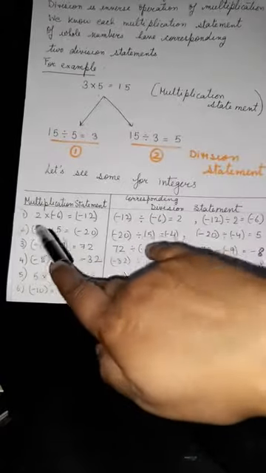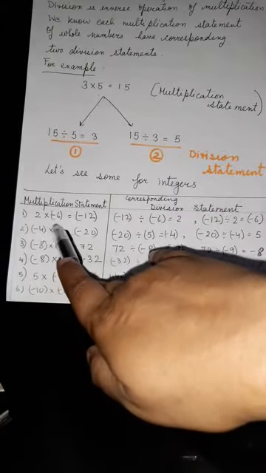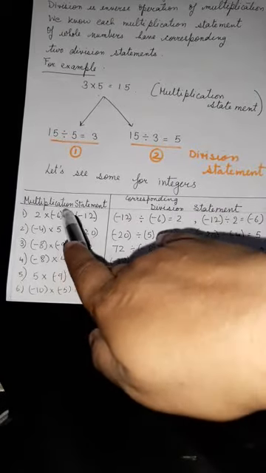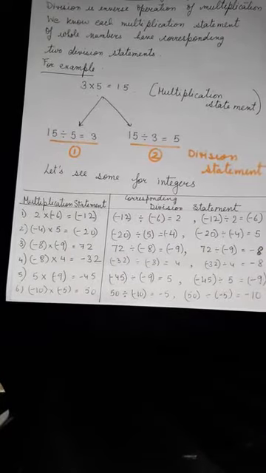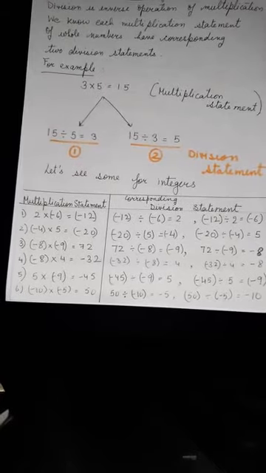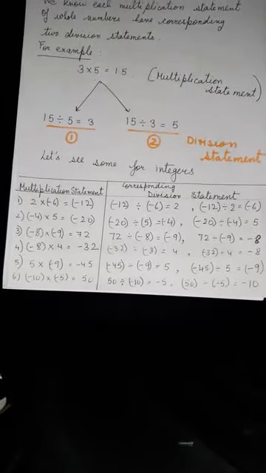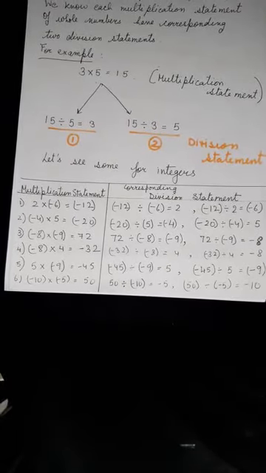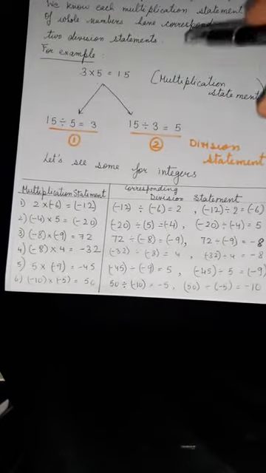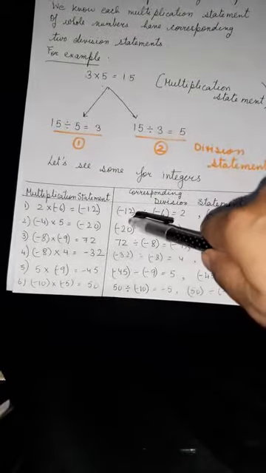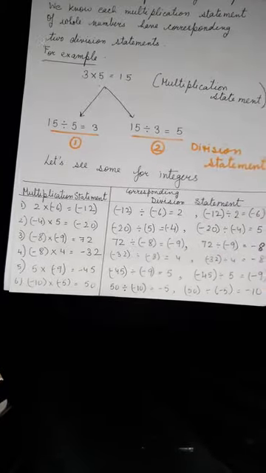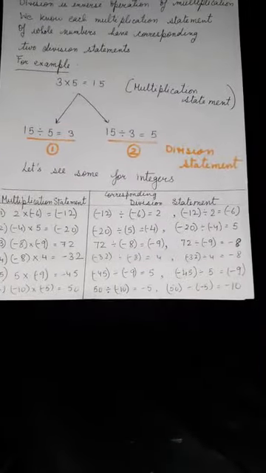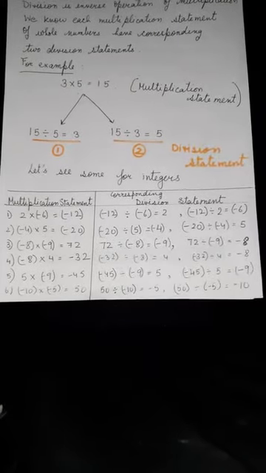The first one I have written here is 2 multiplied by minus 6. So this will become minus 12, as we know that in multiplication, if one integer is negative, the product will also be negative, right? Now the corresponding division statements will be minus 12 divided by minus 6 is equal to 2, and minus 12 divided by 2 is equal to minus 6.